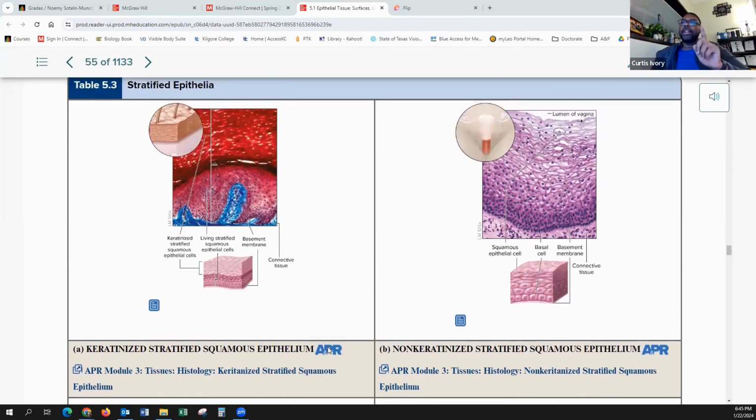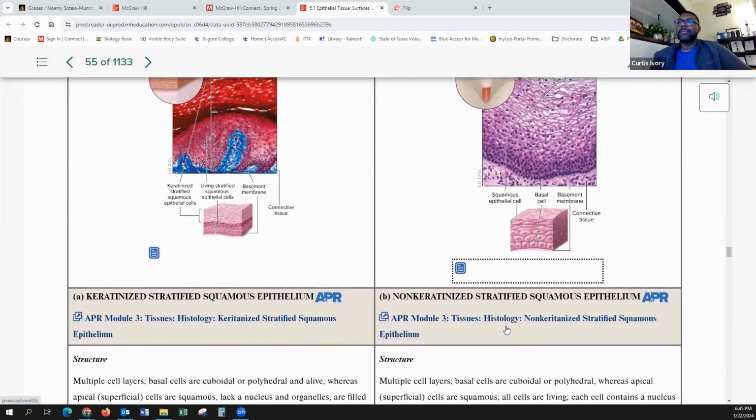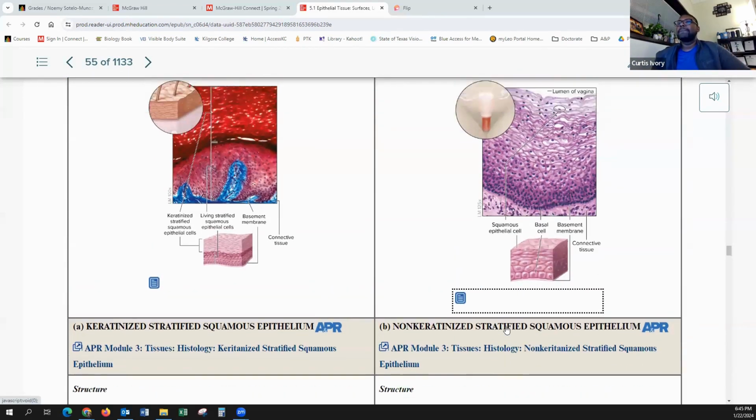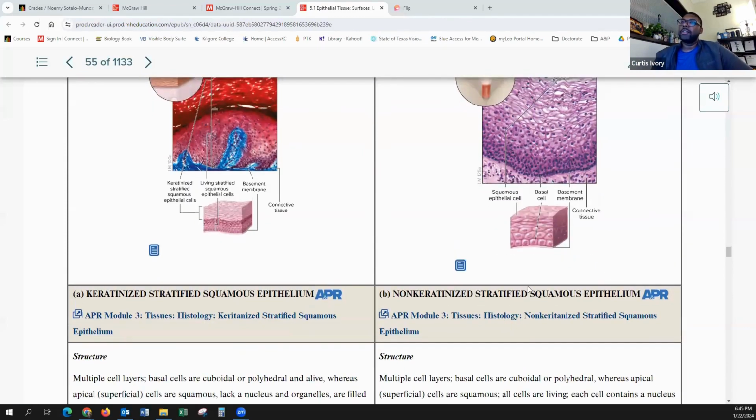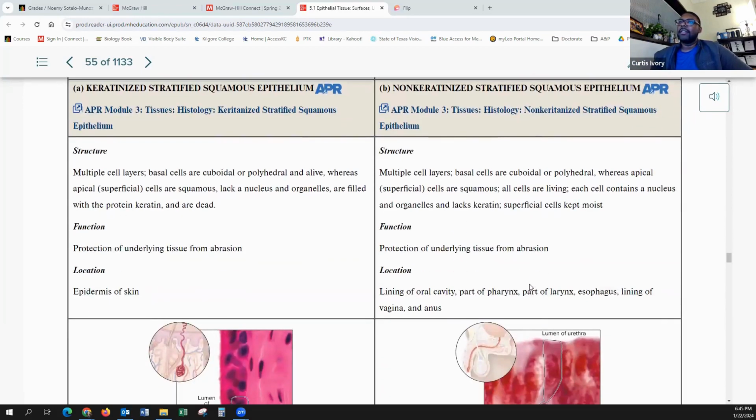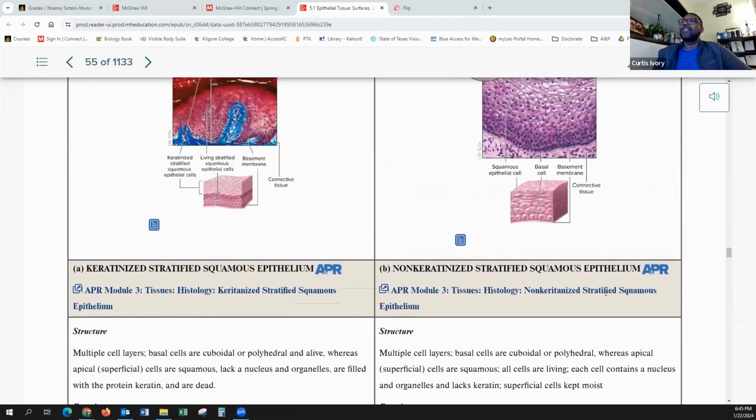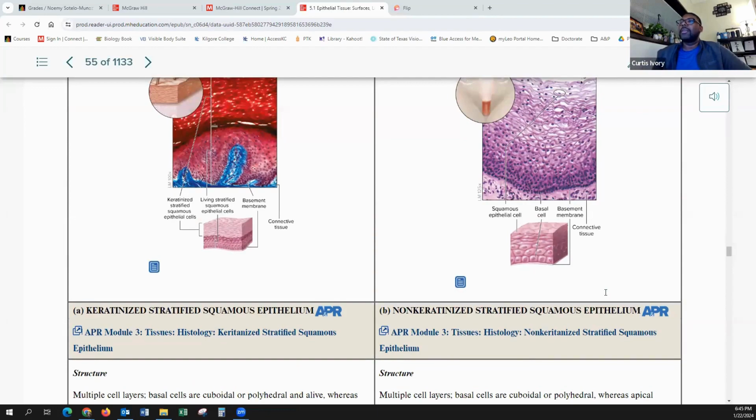So for the next one, we have non-keratinized stratified squamous epithelium, which is the opposite of the one we just did. That means there's no keratin, which means it's for softer tissue. Remember, we're going to find that in the lining of the oral cavity, like on the inside of your cheek, inside your throat, which is the pharynx, your larynx, which is your voice box, your esophagus, which is where you swallow food down, on the inside of the vagina, and the anus. That will be where you would find non-keratinized stratified squamous epithelium.